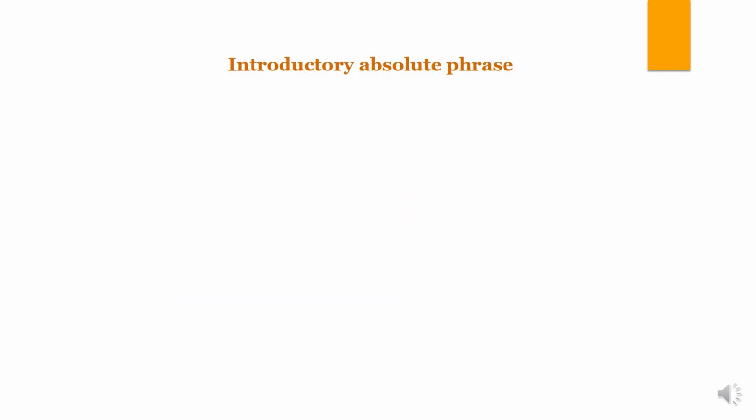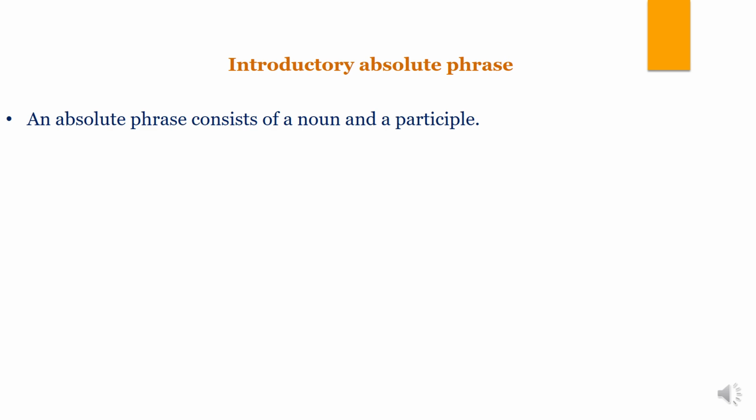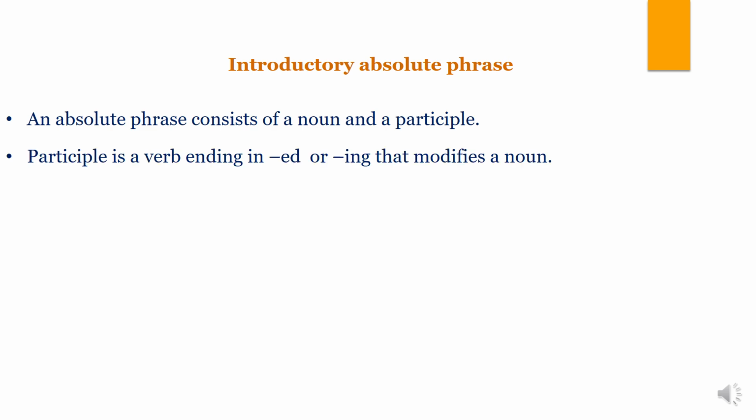Next, introductory absolute phrase. An absolute phrase consists of a noun and a participle. A participle is a verb ending in ed or ing that modifies a noun. A noun is the name of a place, animal, thing, or an idea.